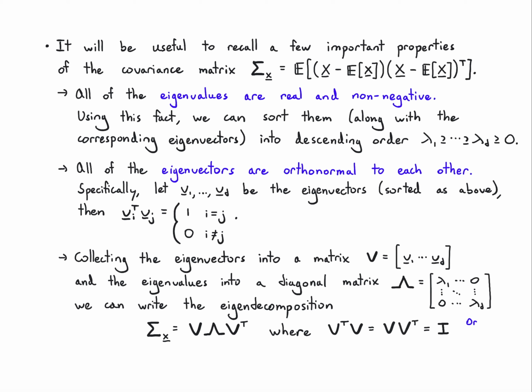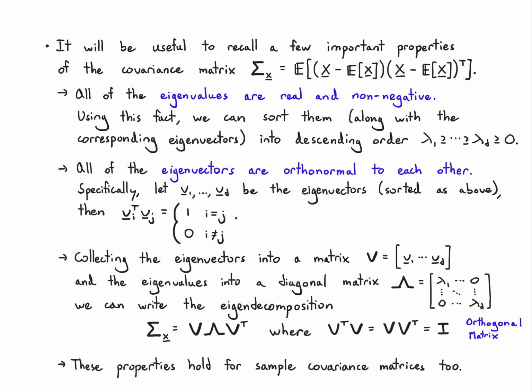Okay, so another way of saying this is that it's an orthogonal matrix. And these properties are really useful. We're going to see exactly why. And they also hold for sample covariance matrices. So they don't just have to hold for a covariance matrix derived from a PMF or a PDF. You could also get it from a sample covariance matrix that you just derive from your data.